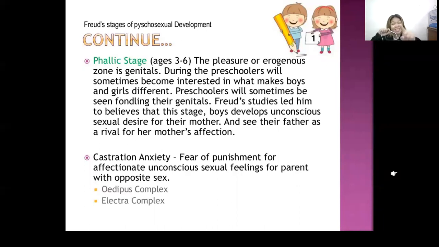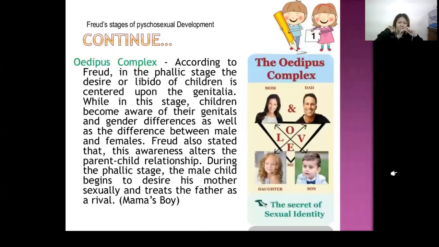But it only stays in this stage, ha? Kapag nag-proceed pa yan into a later stage, hindi na yan normal. That's already the problem. Okay? So, ayan, explain ko na yan. According to Freud, in the phallic stage, the desire or libido of the children is centered upon the genitalia.